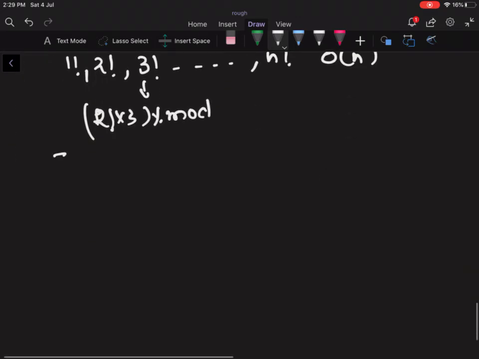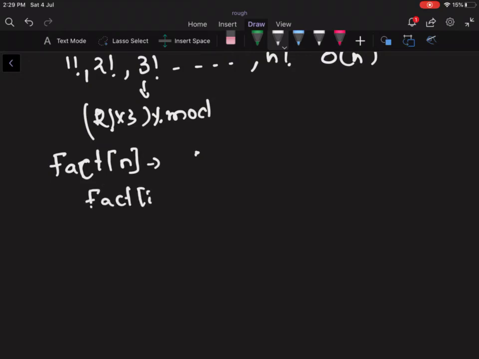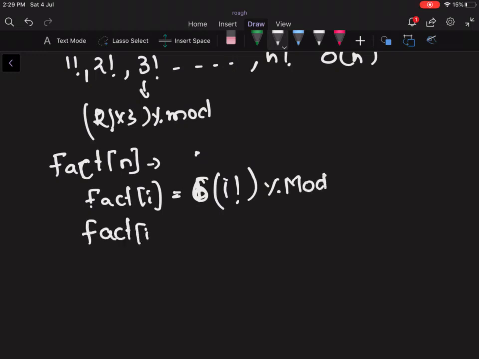Like suppose say we have two arrays, one is the fact array, where fact I represents I factorial percentage mod, and fact I can be calculated in this way. Fact I equal to fact I minus 1 into I percentage mod.